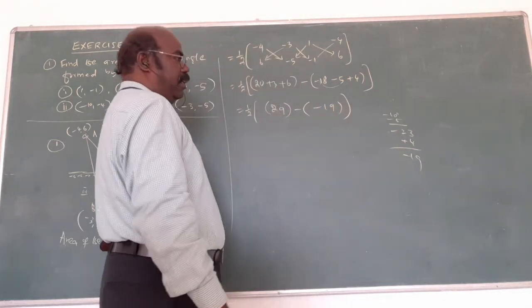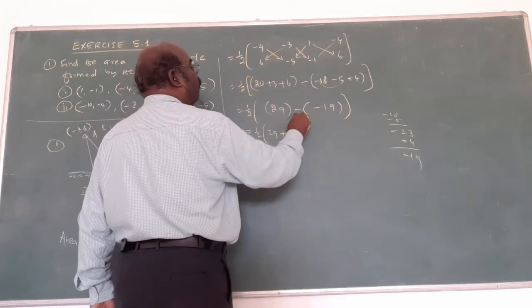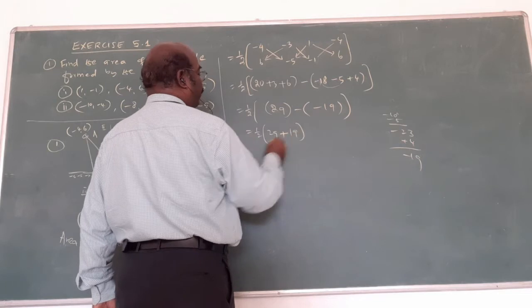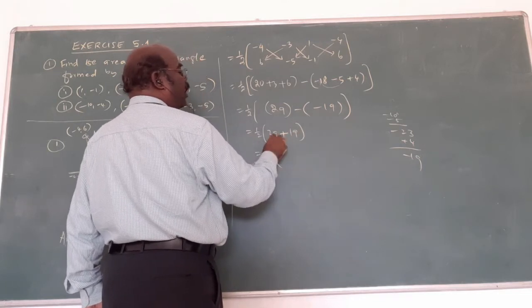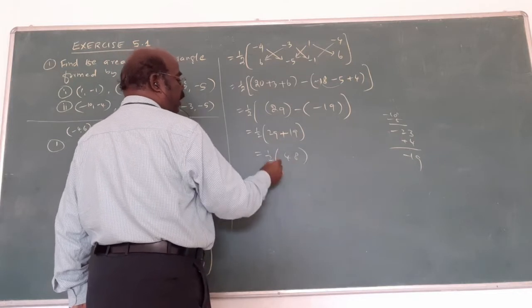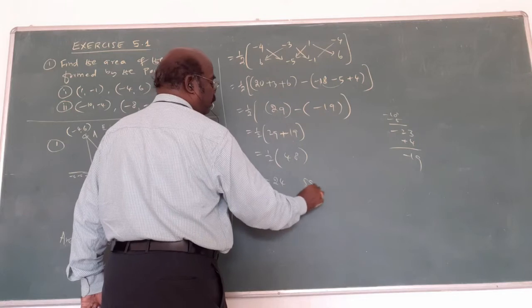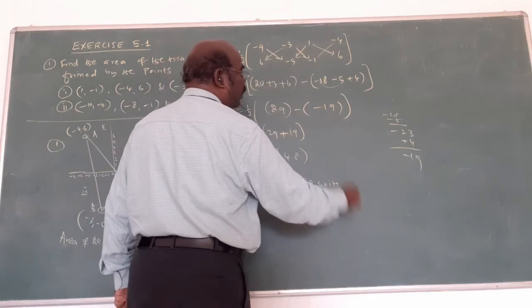In this way, simplify. 1 by 2, 29 minus 9 plus 19. 1 by 2, adding what? 18 plus 19, 48. Divided by 2 now? 24 square units. This is the answer.